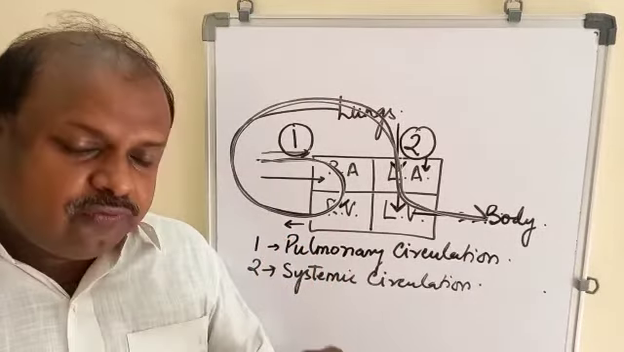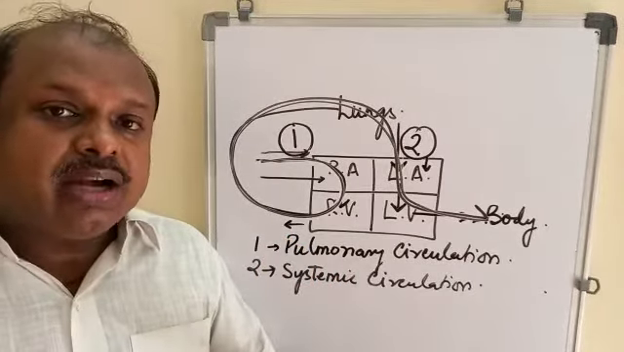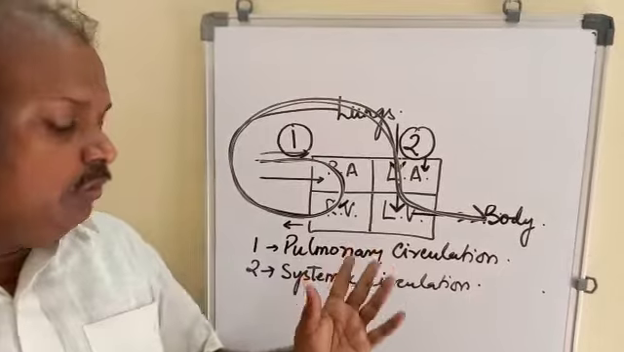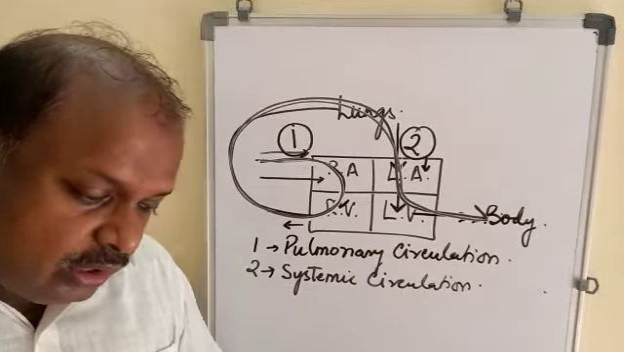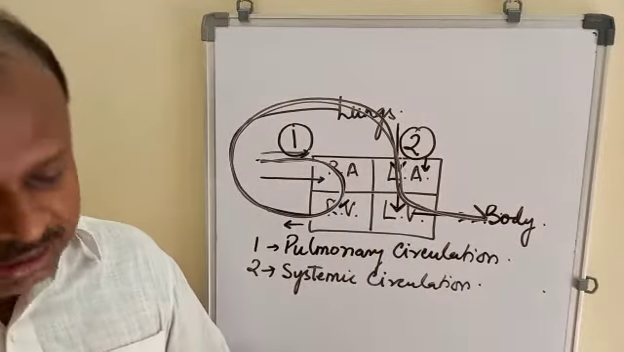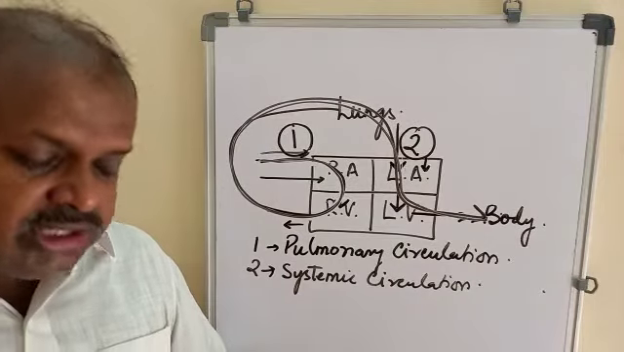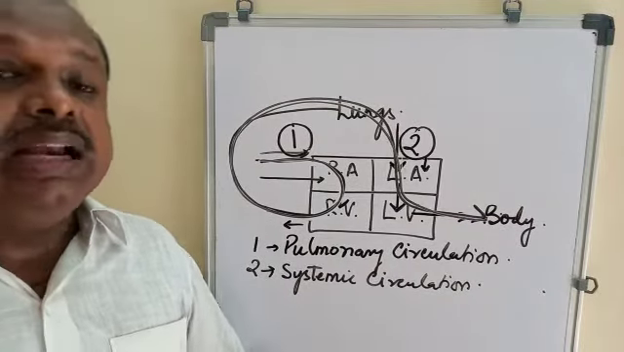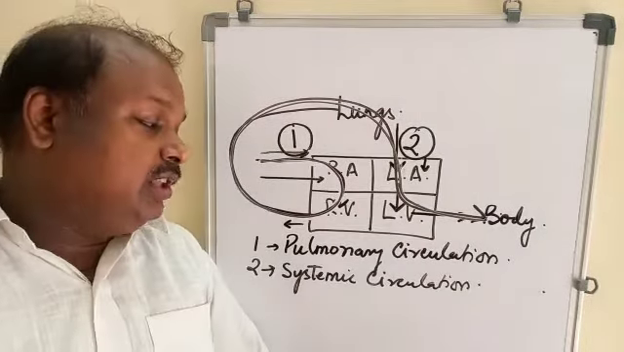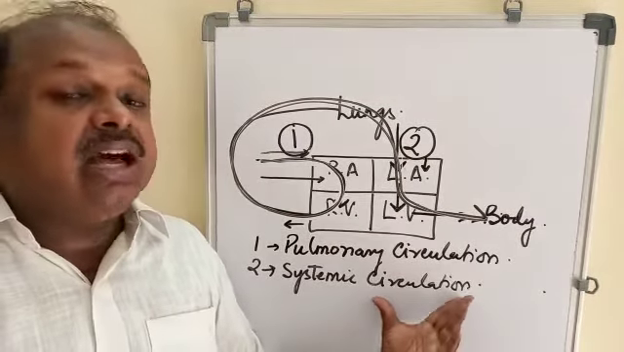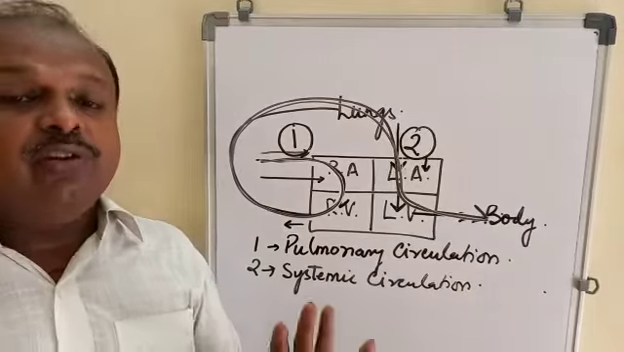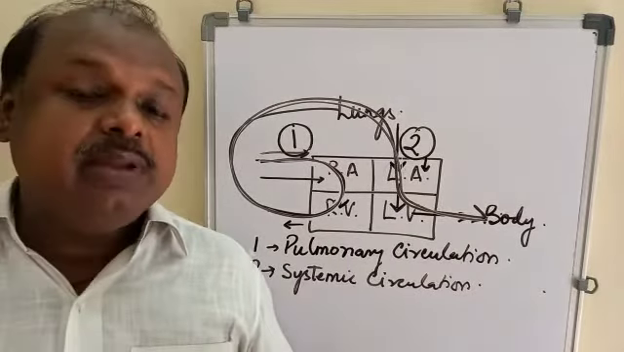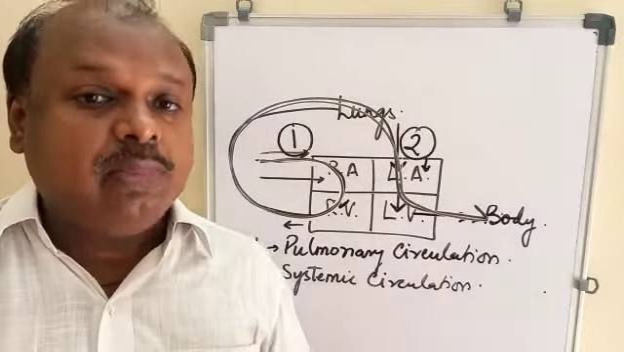The blood flows twice in the heart before it completes one full round. We are calling it the double circulation. It includes the short circulation, that is the pulmonary circulation, and the long circulation, that is the systemic circulation. When you write this much in your exam, then you will get full marks.